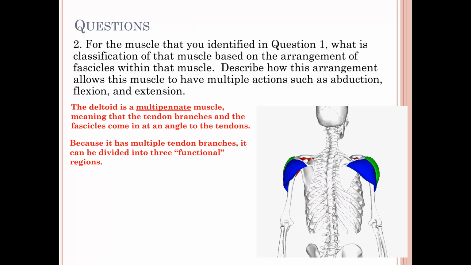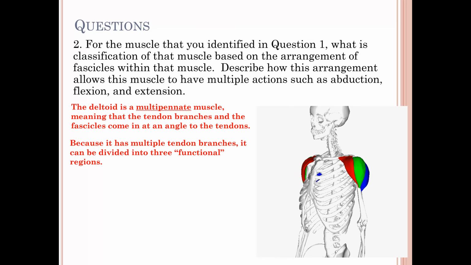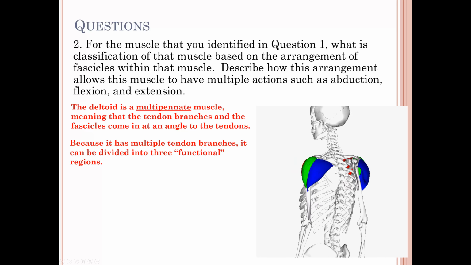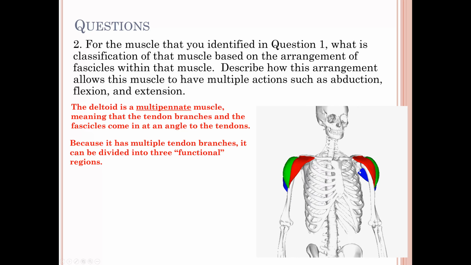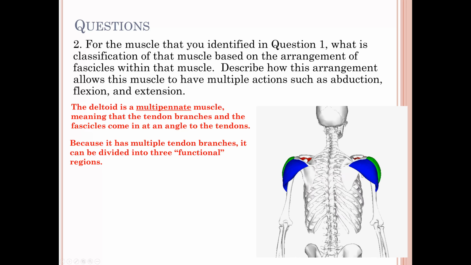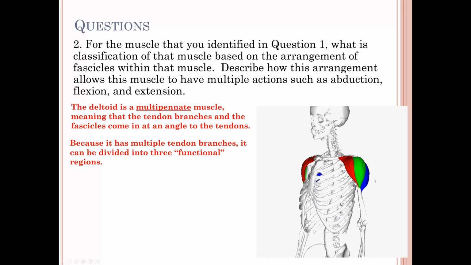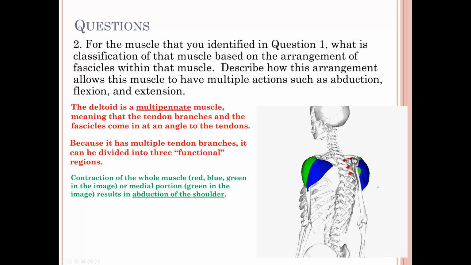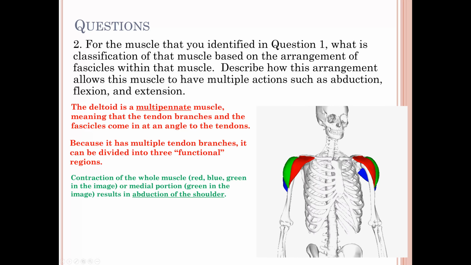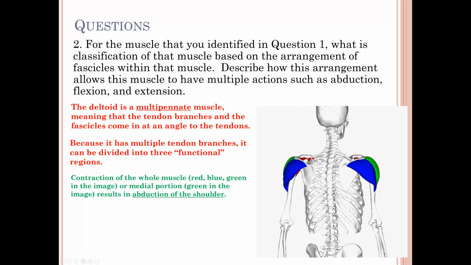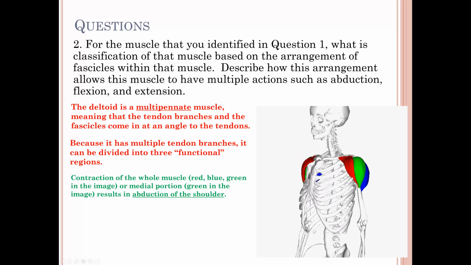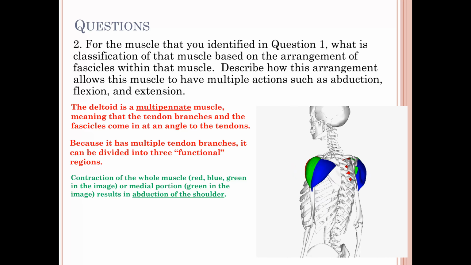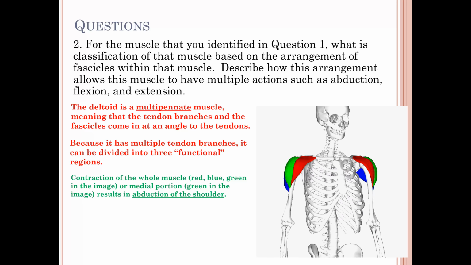regions. So I have a little image here that shows the 3 functional regions of the deltoid in 3 different colors. So the red area would be the anterior portion, the green area would be the medial portion, and the blue area would be the posterior portion. So if you contract the entire muscle, so the red, blue, and green areas in this image, or if you just contracted the medial portion shown in green, you would get abduction of the shoulder, so the arm would come out to the side away from the body.